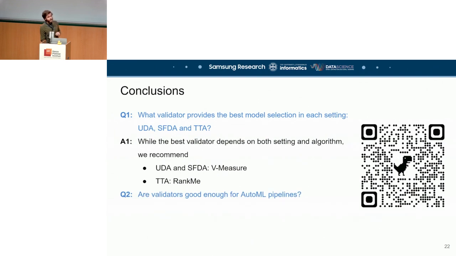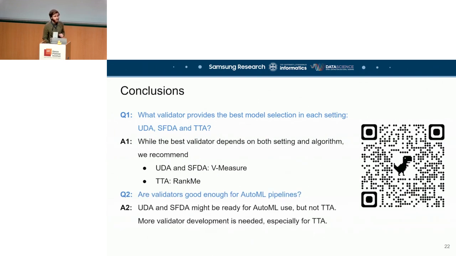And then, is our validator actually good enough to realize AutoML pipelines? Well, UDA, I would say yes, but again, be very careful of what validator you end up using. SFDA, much more risky, but it might be possible. TTA, certainly not. And I would highlight work on improving these validators, and also perhaps making algorithms that are more conservative and less prone to this kind of catastrophic forgetting of performance.